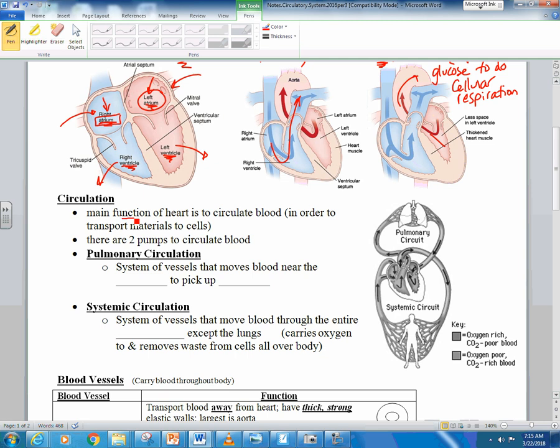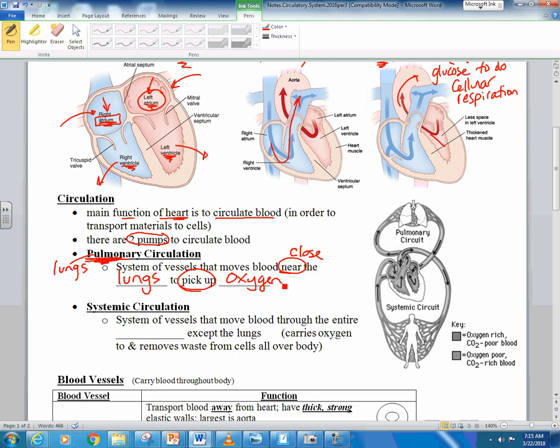So again, the main function or job of the heart is to circulate blood. And there are essentially two pumps because there's a left side and a right side. One of the sides is called pulmonary circulation. If any one of you have had any type of asthma and you've taken a Pulmicort medication, pulmonary means lungs. It's a system of vessels that move blood right up near the lungs, very close to the lungs. And the reason why it has to go very close to the lungs is because we want that blood to pick up oxygen from the lungs. So it's going to pick up the oxygen.